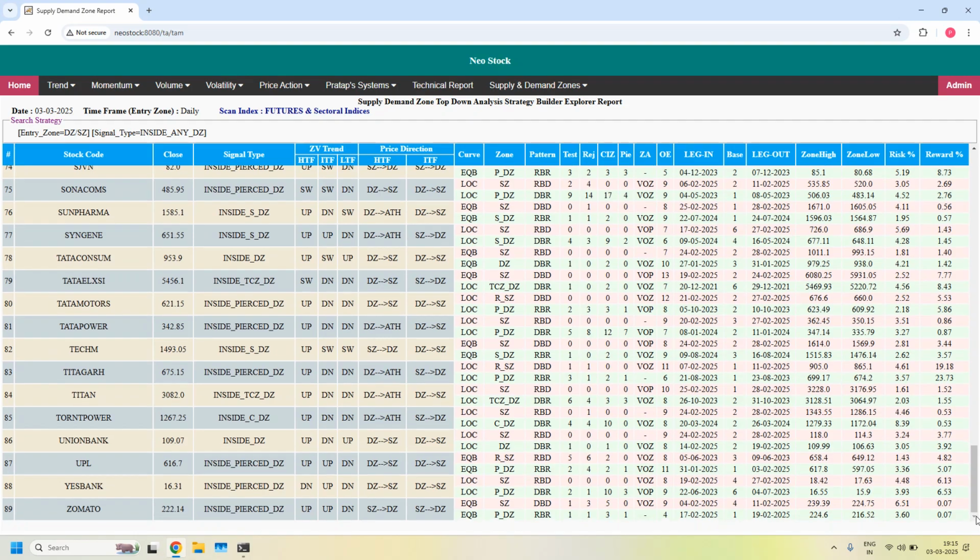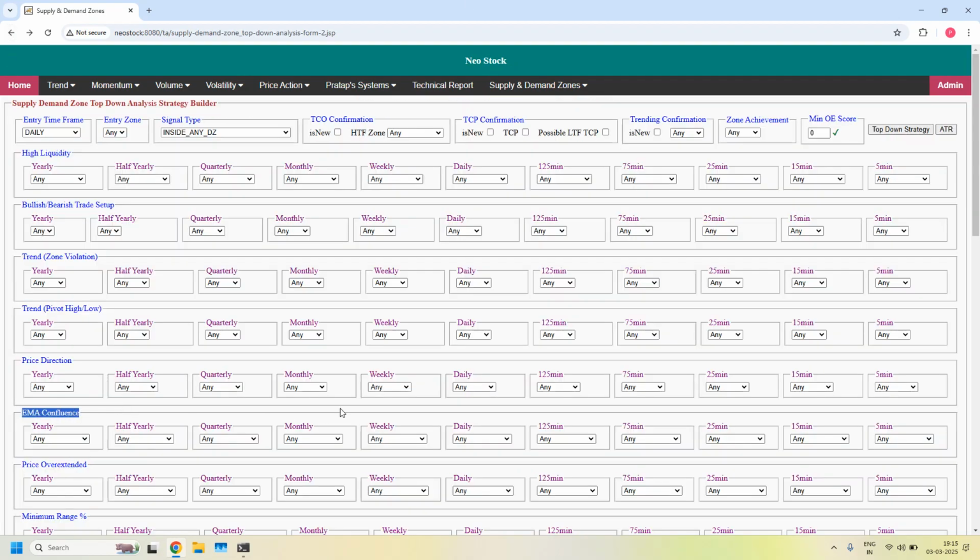So total 89 stocks are filtered. Price closed inside daily demand zones. Let us identify how many of these daily demand zones are having daily EMA confluence. In the EMA confluence, daily, setting the filter: daily demand zone with daily EMA confluence.